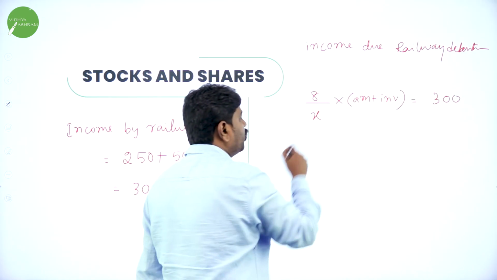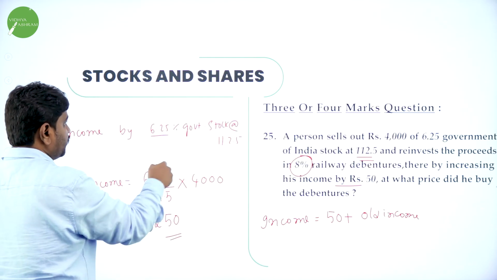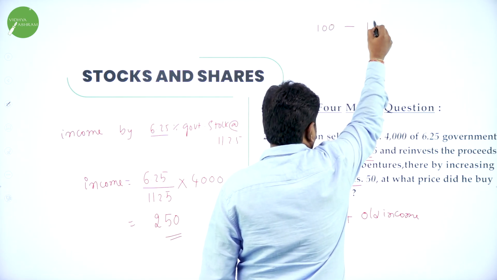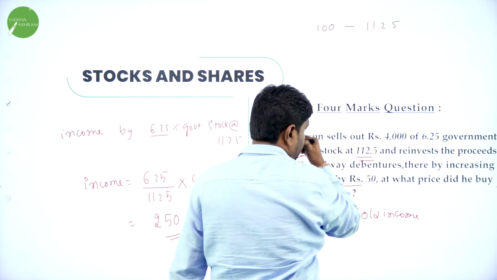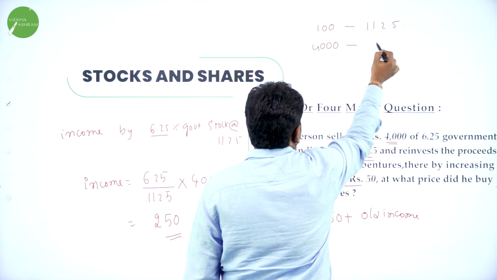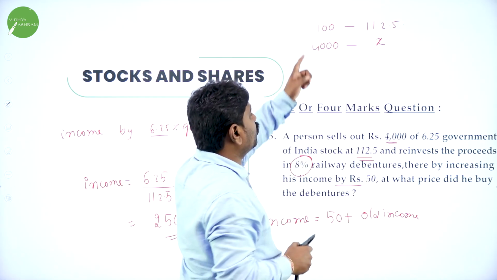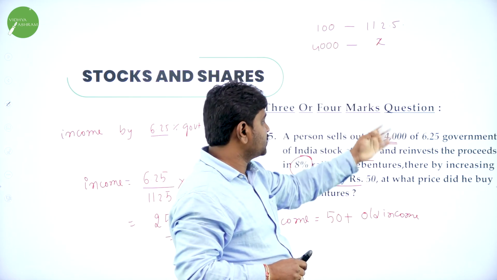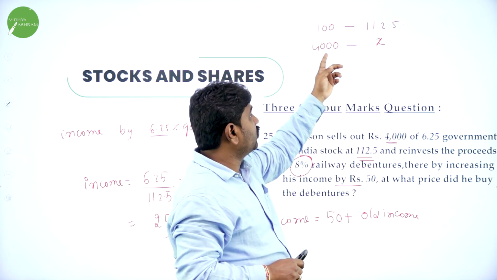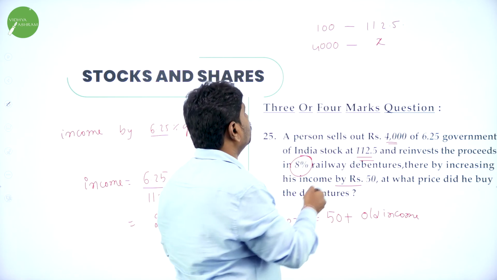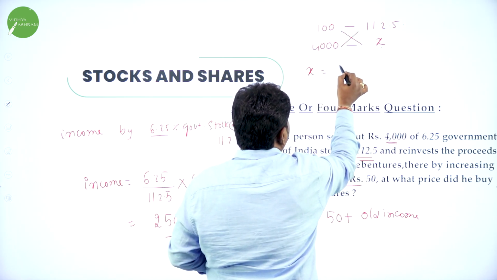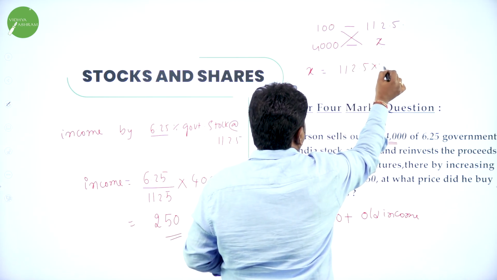So now I need X, but amount invested. How to calculate amount invested? So in the first case we will also calculate amount invested. See, 100 rupees worth he is selling at 112.5 and now he is selling 4,000 rupees stock. For every 100 rupees stock he is getting 112.5. But dear students, he is not selling only 100 rupees worth, he is selling 4,000 rupees worth. So calculate amount received. Amount received is X in this case. So X is equal to 112.5 into 4,000.